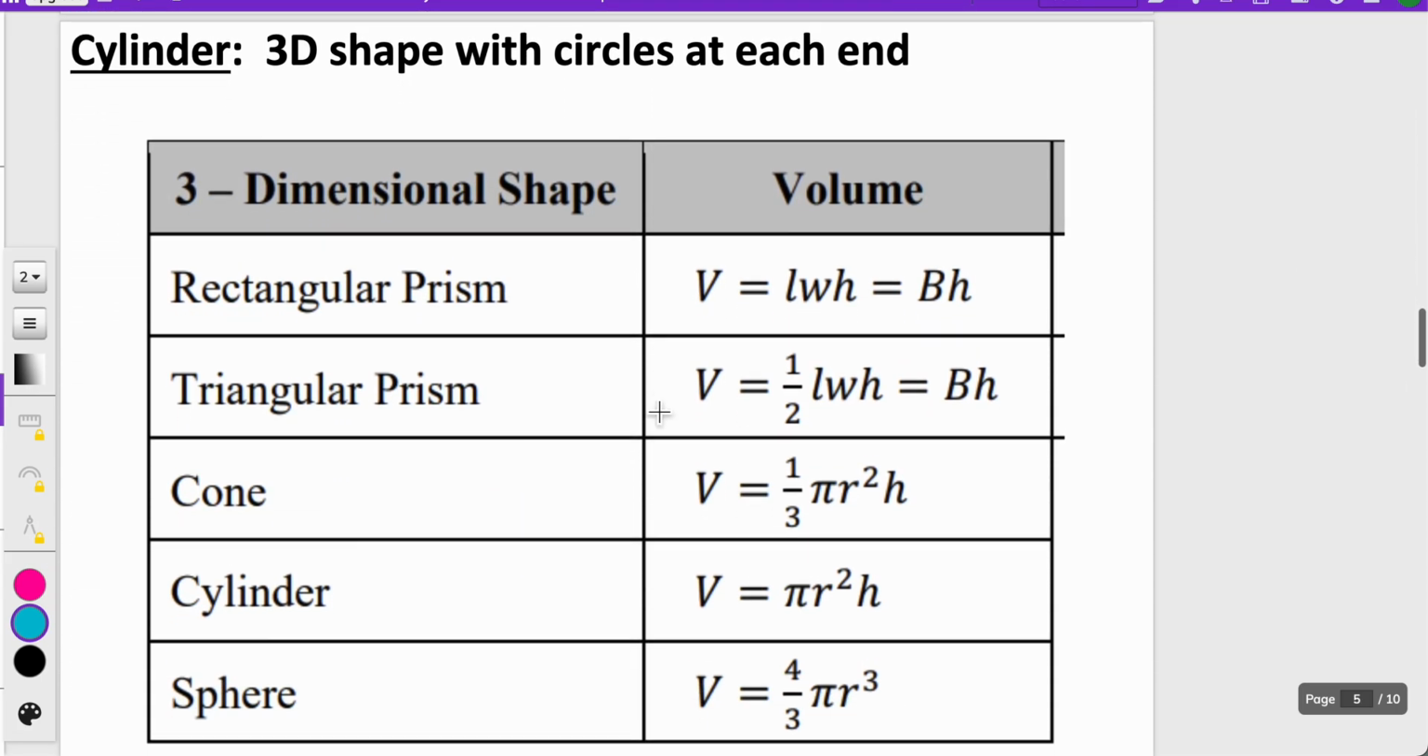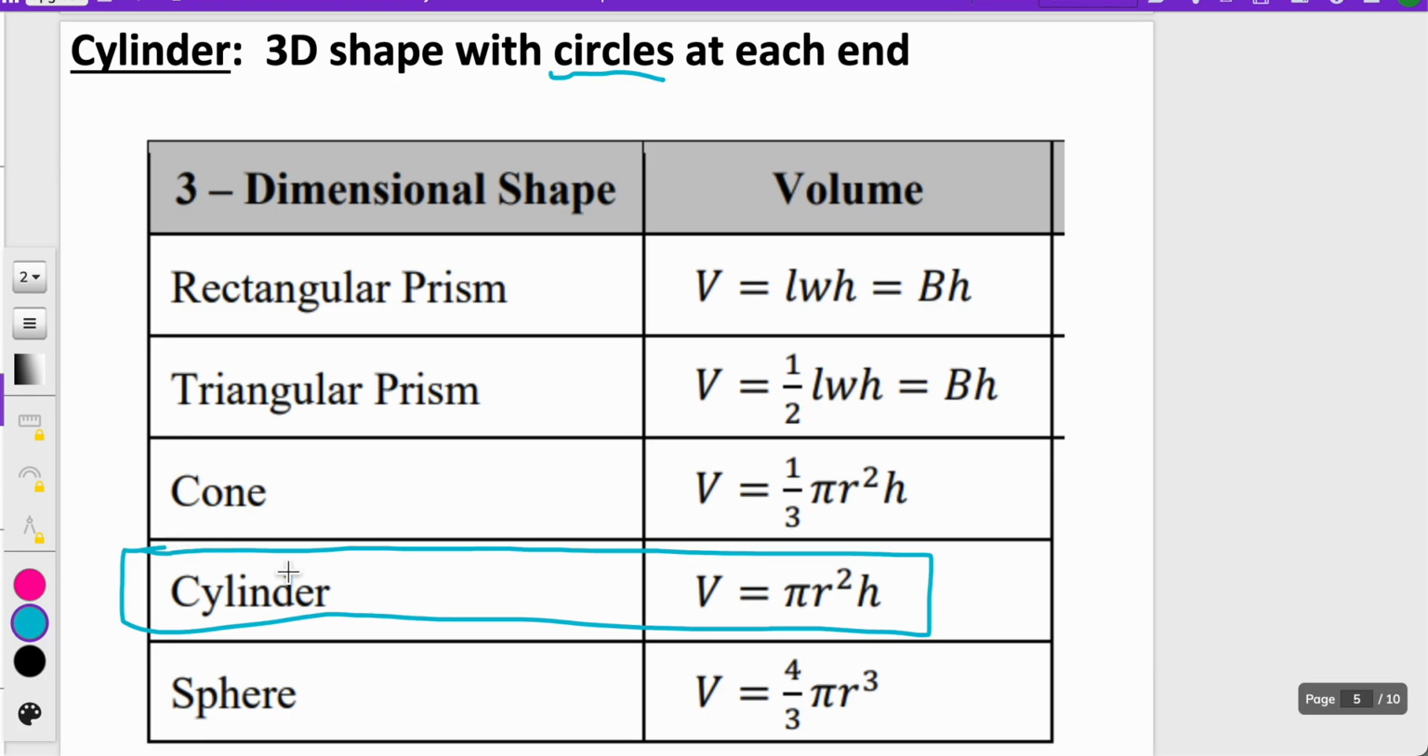One of the reasons why we talked about finding the area in the beginning of chapter 8 is because a cylinder is a 3D shape with circles at each end. In order to find the volume of that, we're going to be taking the area of the base, which is your circle, and multiplying it by the height. So our cylinder volume, let's copy this in our notes, is pi times radius squared times the height. Notice we do not need diameter, so for a given diameter, we'll just divide by 2.